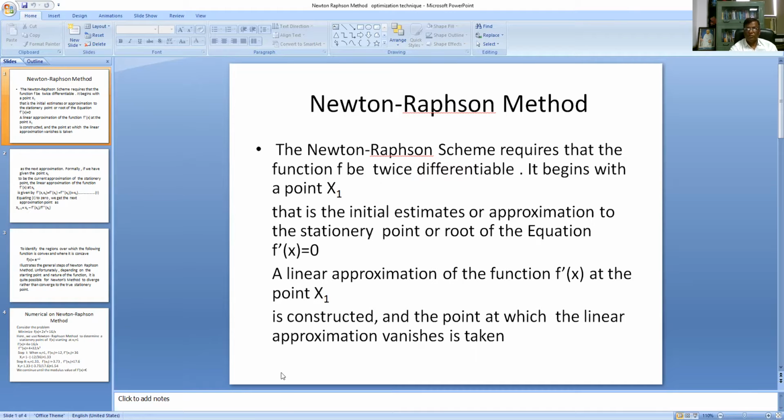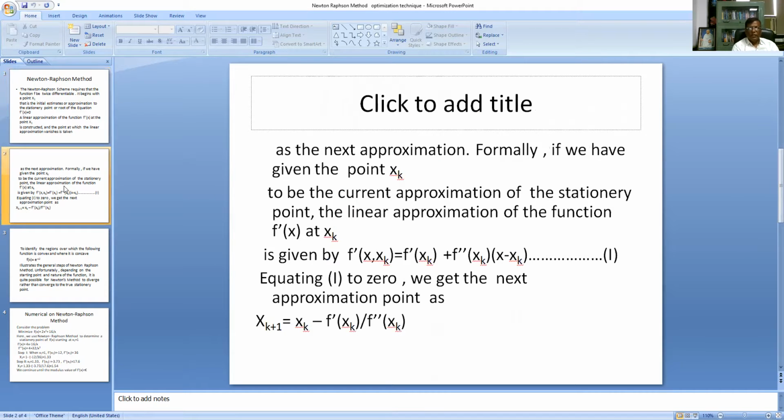of this function. So a linear approximation of the function f dash x at the point x1 is constructed, and the point at which the linear approximation vanishes is taken as the next approximation. Formally, we have given the point xk, and k is any arbitrary constant, and you can choose the value of k according to your choice: x1, x2, x3, x4, like xn and xk.